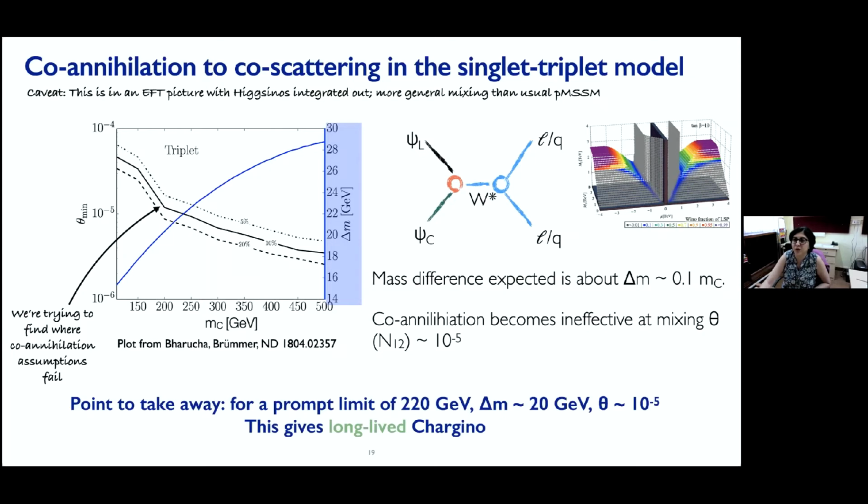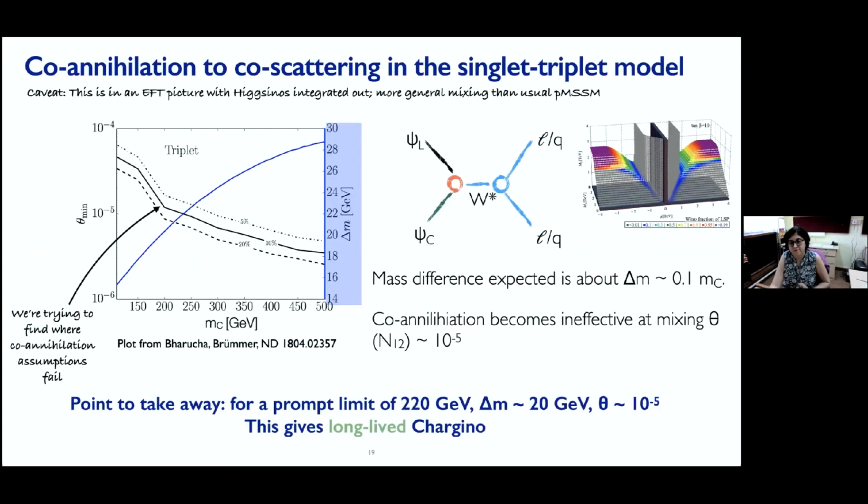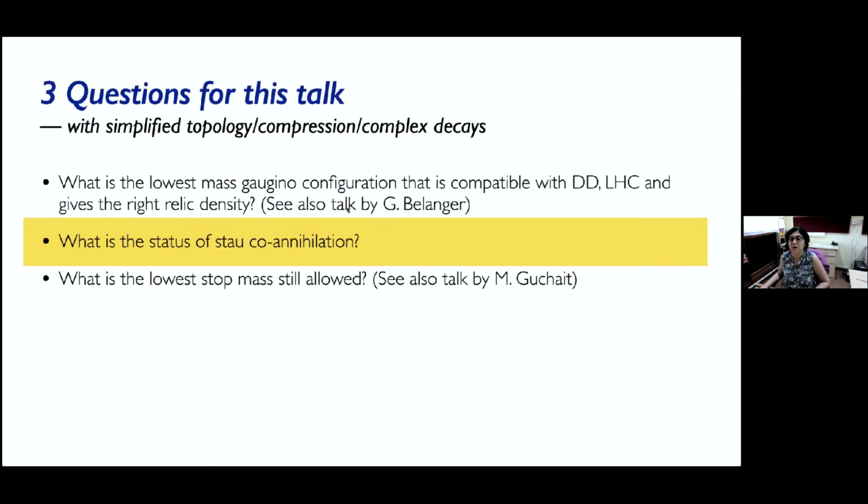So that gives you essentially another motivation for looking at these long-lived searches that I will talk about in a minute. Okay, so to summarize here, we have a limit of about 220 GeV for the Chargino that is compatible with relic density and LHC. And if you go to the case where you have very low mixing, you can have the case that it is long-lived. Okay. So then we come to the question of tau co-annihilation.